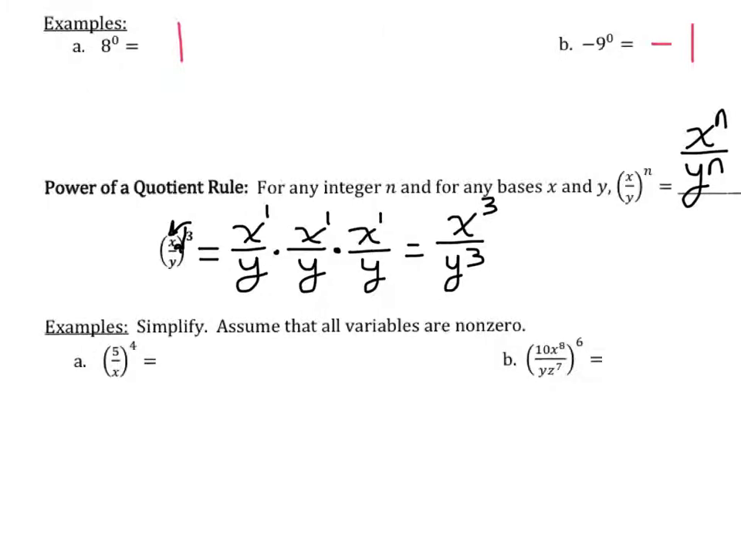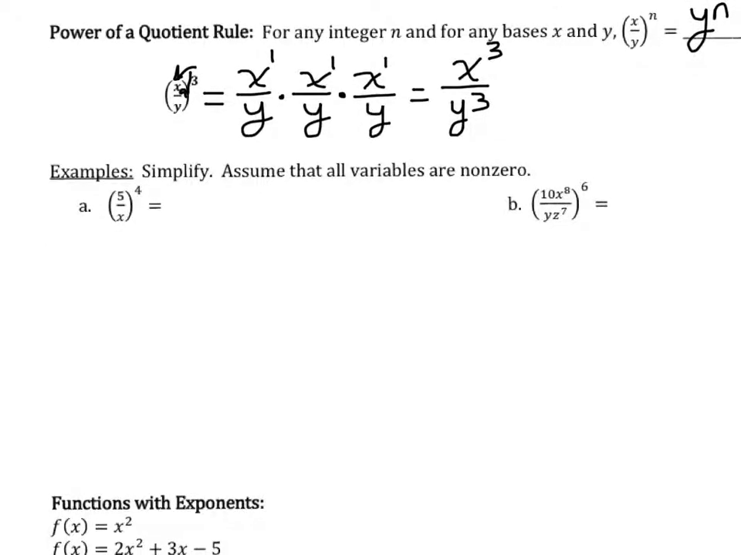All right. And so we're going to look at 2 examples of applying this rule. I have 5 over x to the 4th power. That's going to be 5 to the 4th power over x to the 4th power. Of course, when we have actual values to an exponent, we want to simplify those completely.